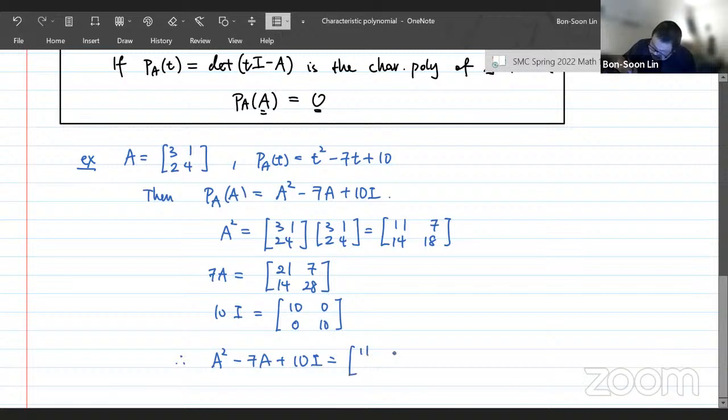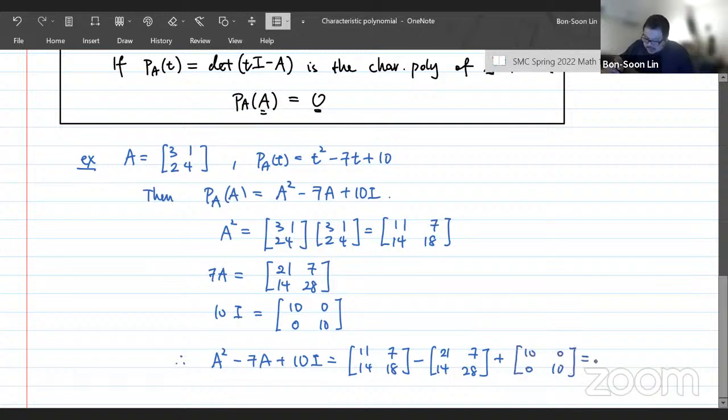That's 11, 7, 14, 18 minus 21, 7, 14, 28, these are just some crazy numbers, plus 10, 0, 0, 10. Let's see what we get. The top left entry, 11 minus 21 plus 10, that is 0. 7 minus 7 plus 0, that's 0. 14 minus 14 plus 0, that's 0. 18 minus 28 plus 10, that's also 0. Wow. Okay, that is the zero matrix.